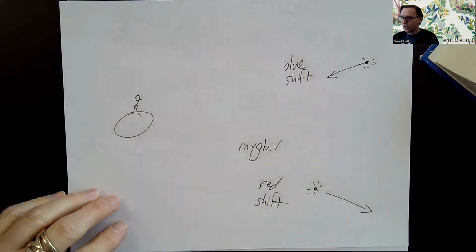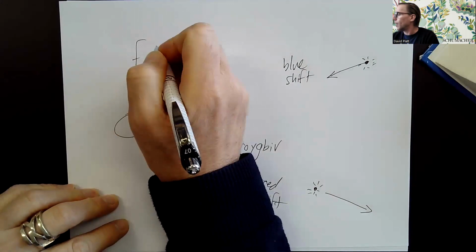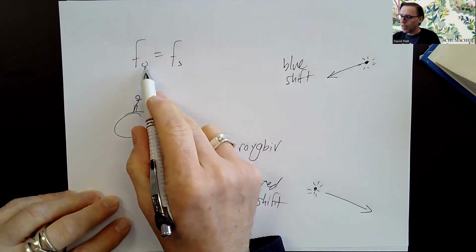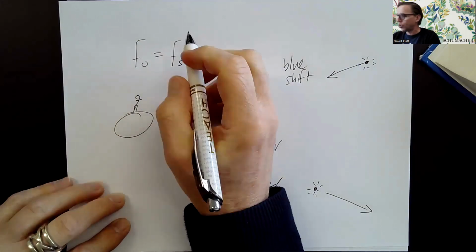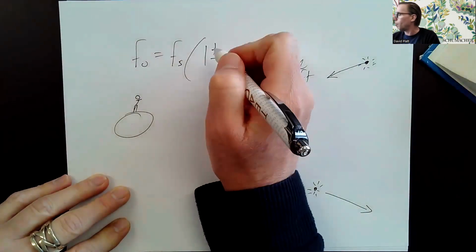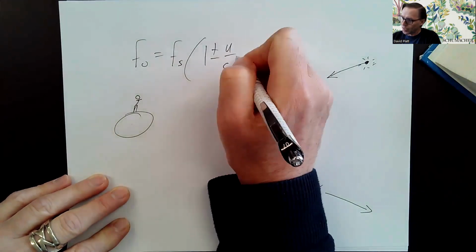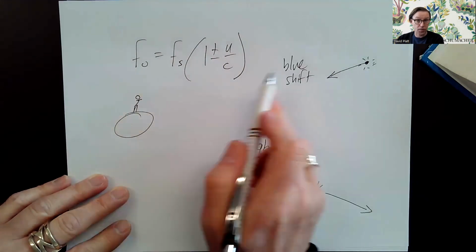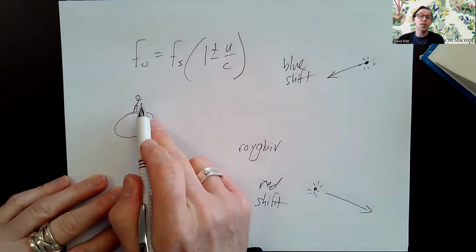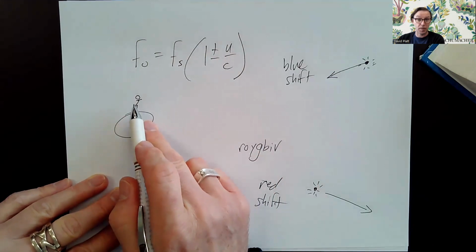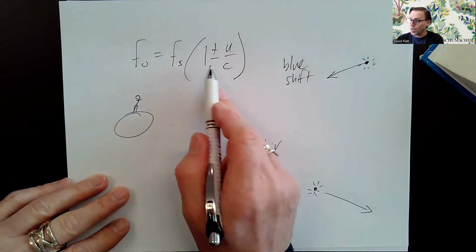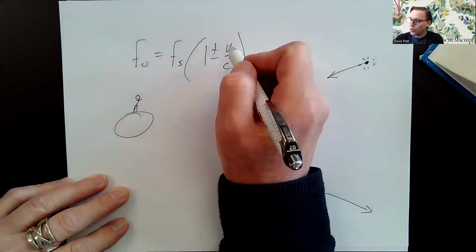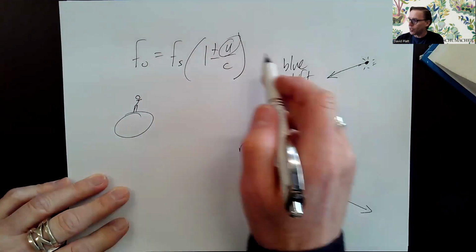And so that is this equation. F_O equals F_S times (1 plus or minus u over c). That's an F_O for observer, and that's an F_S for source. So F_S is the frequency of the star, or the source. F_O is the frequency that the observer actually sees or experiences. 1 is the number 1. c is the number 3 times 10 to the 8th. And then u, that is the speed of the star.